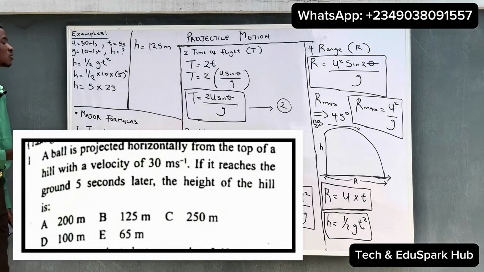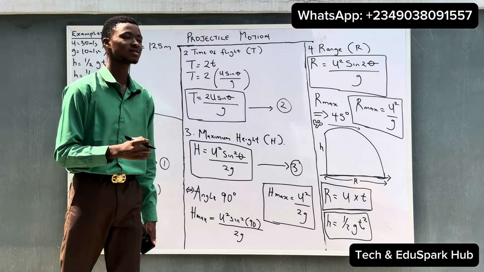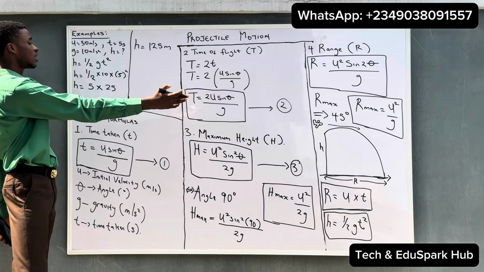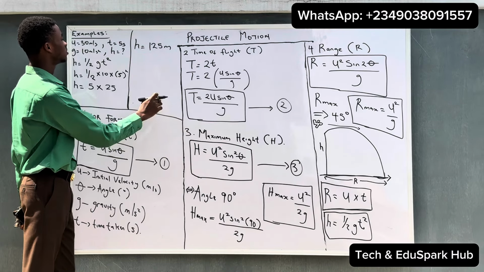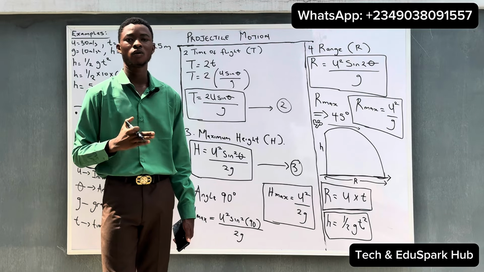So 125 meters is correct for this kind of question. So the height of the top of the cliff is 125 meters. So you can see the difference between the horizontal range and the vertical range. So the height is 125 meters, and that is our final answer to a question of this type.